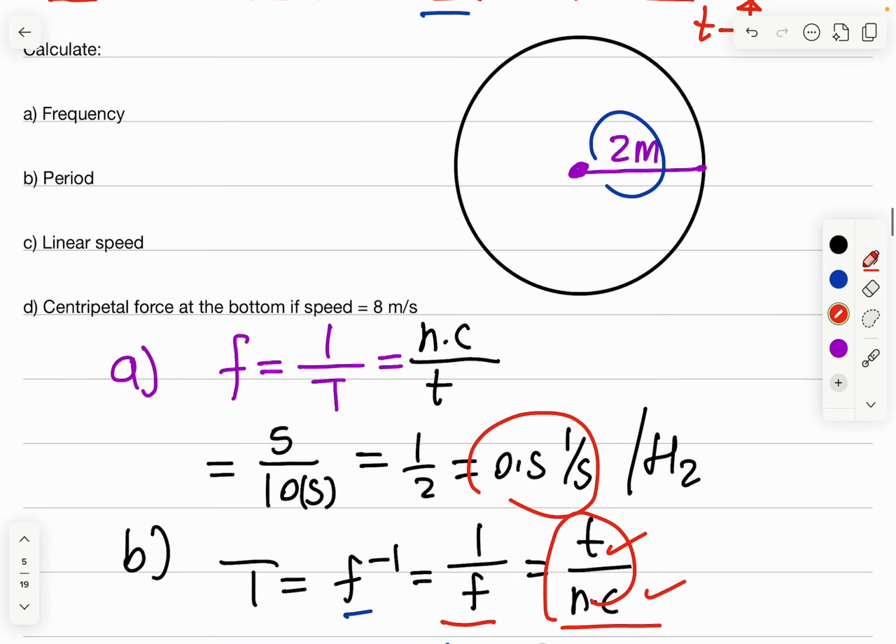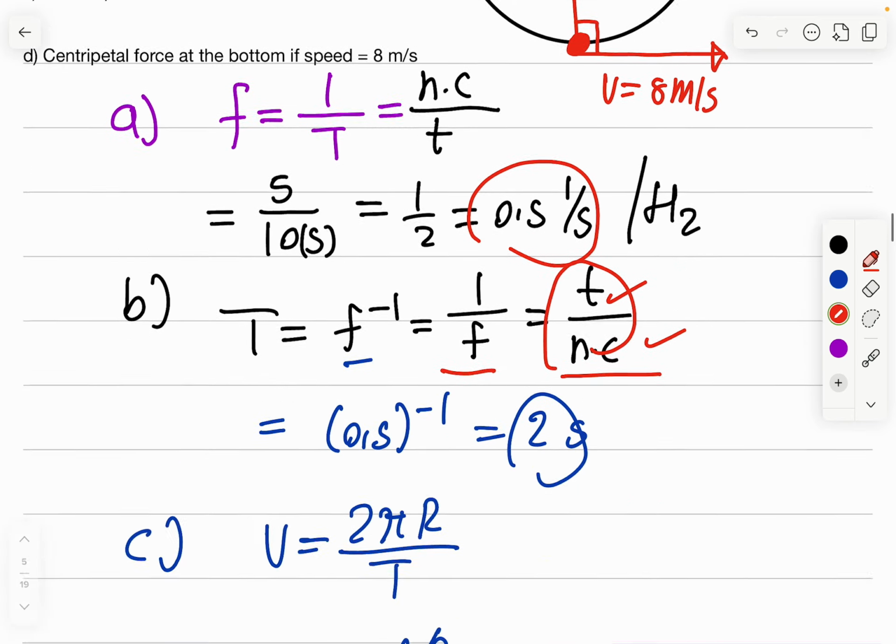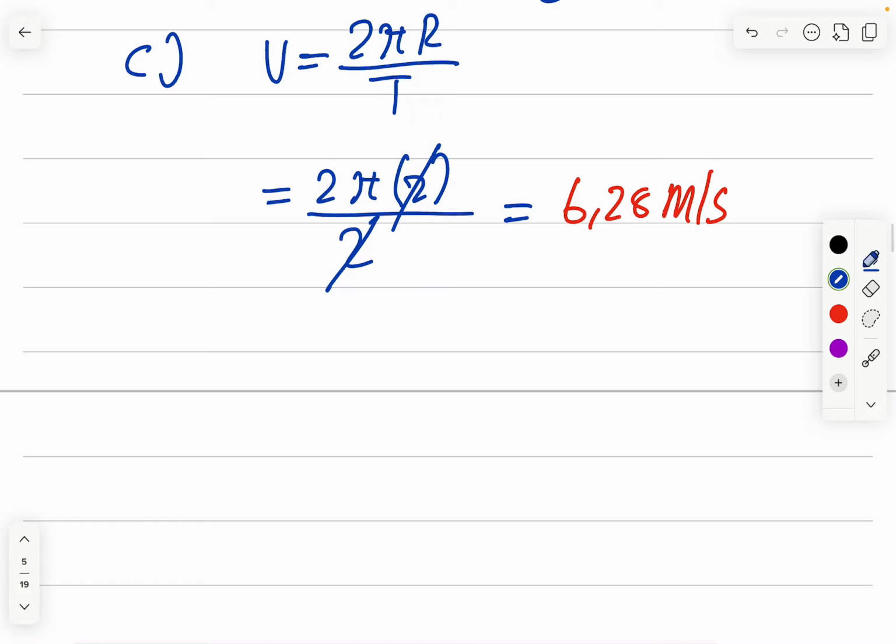So letter D, they say what is the centripetal force at the bottom. At the bottom is where? This is the bottom part, which means you are going to have something like this. They say the speed is what? Always, all the time, the speed is perpendicular to the radius. The speed is 8 meters per second. Understand? They say calculate the centripetal force. I told you, always, all the time. Letter D, centripetal force.